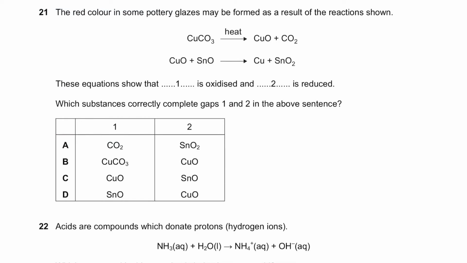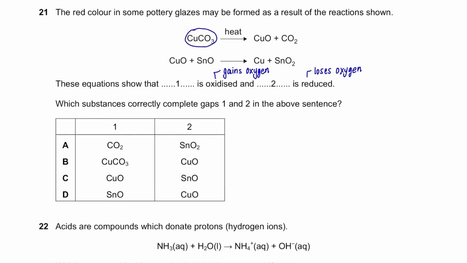The red color in some pottery glazes may be formed as a result of the reactions shown. These equations show that something is oxidized and something is reduced. Which substances correctly complete gaps 1 and 2 in the above sentence? We say a substance is oxidized when it gains oxygen and reduced when it loses oxygen.